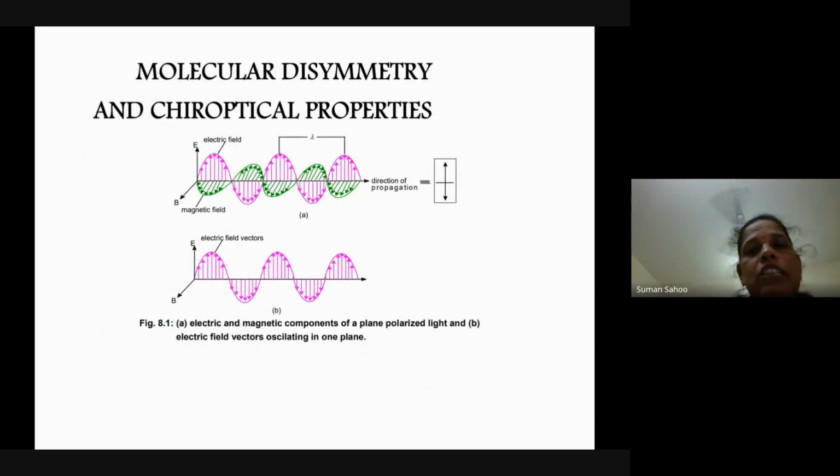Your last unit of today's class: molecular dissymmetry and chiroptical properties. How this dissymmetry in molecules behaves in presence of light, plane polarized light or circularly polarized light. So this is plane polarized light. You have an electric vector as well as a magnetic component, and that is oscillating in one plane.